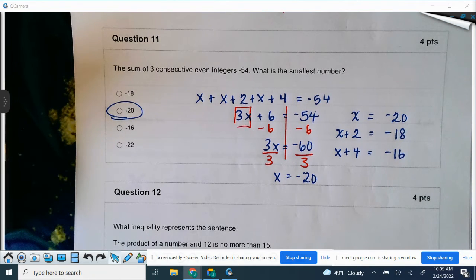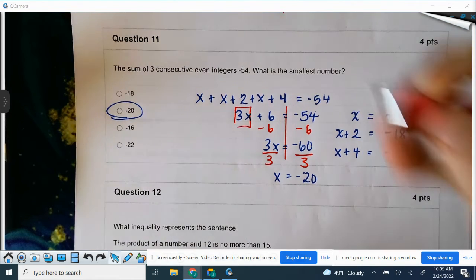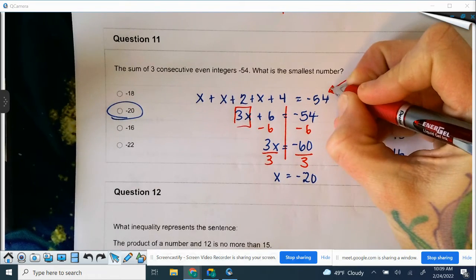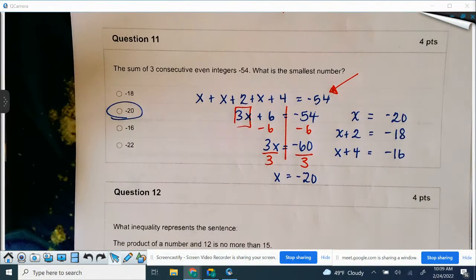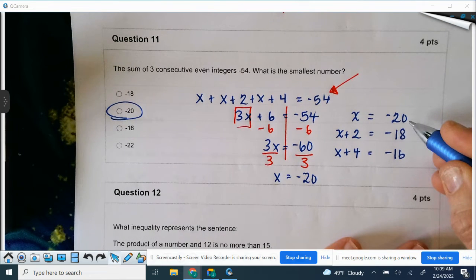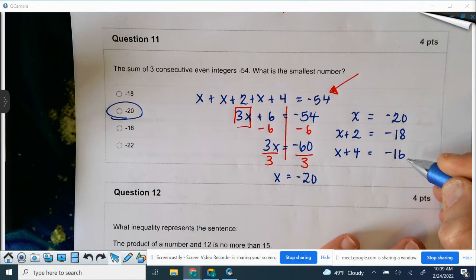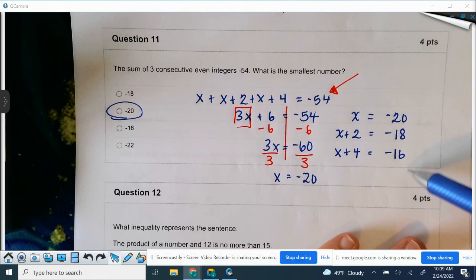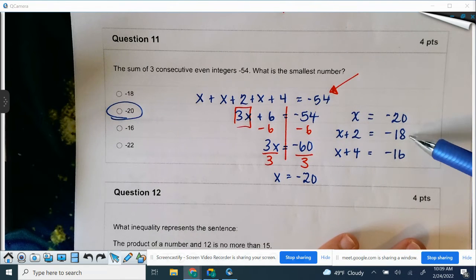Which is what I was saying, that for me, as soon as I see a negative on the output, I know, like, oh, ding, ding, ding, slow down for a second. Because, again, if this was a positive 20, it'd be 20, 22, 24. But it's negative, and you're adding a positive 2, which means it's getting closer to 0 instead of further away from 0.